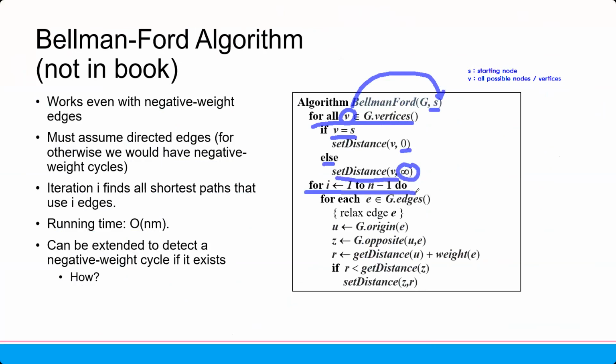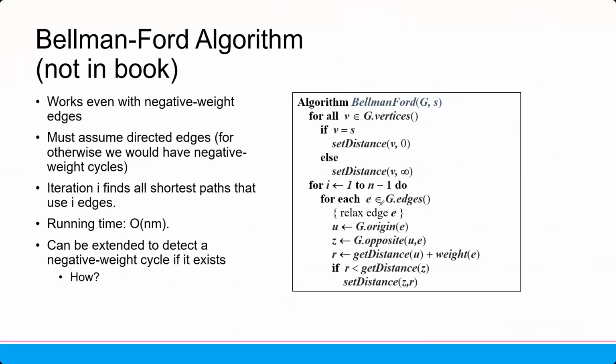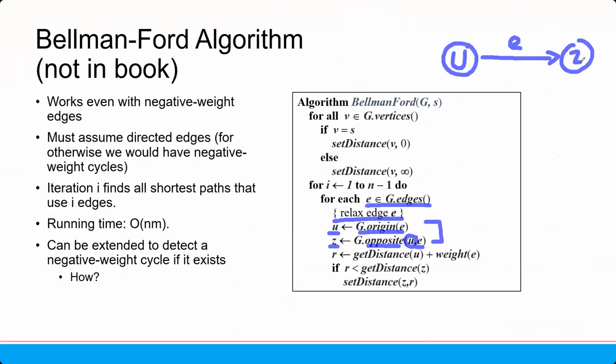Now we want to do the loop for every possible I from 1 until n minus 1. So we are going to check for every edge. In this case, we want to relax the edge. So let U be the origin of E, and let Z be the opposite of E, based on the node U. Can you understand? So U is the origin. If U is the origin, then the opposite of U on the edge E is Z. Okay, so that's the meaning of these two variables.